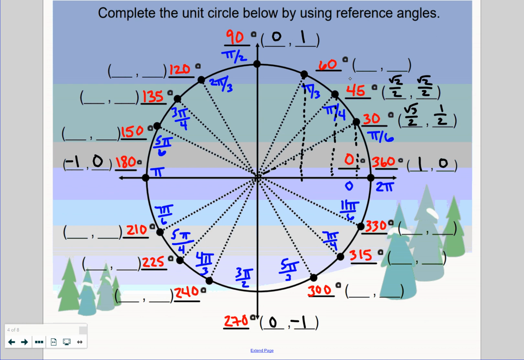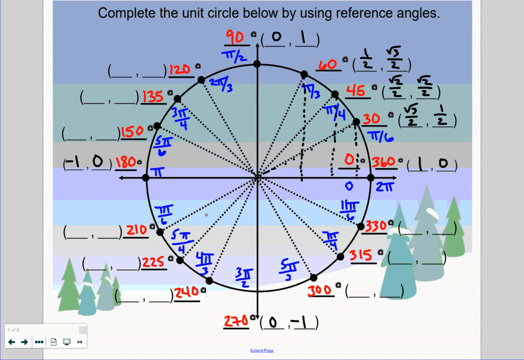And for 60, it was actually our 30-60-90 triangle, but our legs were flipped. So 1/2 and rad 3 over 2, and you've got quadrant 1. So again, if you're going to memorize quote unquote anything, you want to know these, and these are just coming from the ratios of your 30, 45, and 60-degree special triangles.